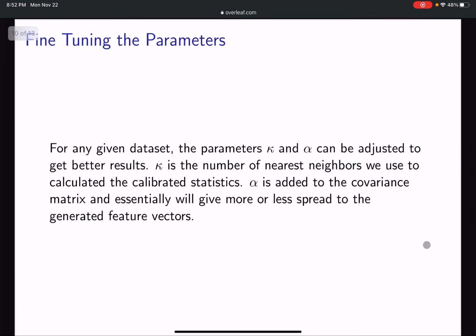Let's fine-tune the parameters. For any given data set, the parameters kappa and alpha can be adjusted. Kappa, recall, is the number of nearest neighbors we used to calculate the calibrated statistics, and alpha is applied to the covariance matrix and essentially will give us more or less spread in the generated features.